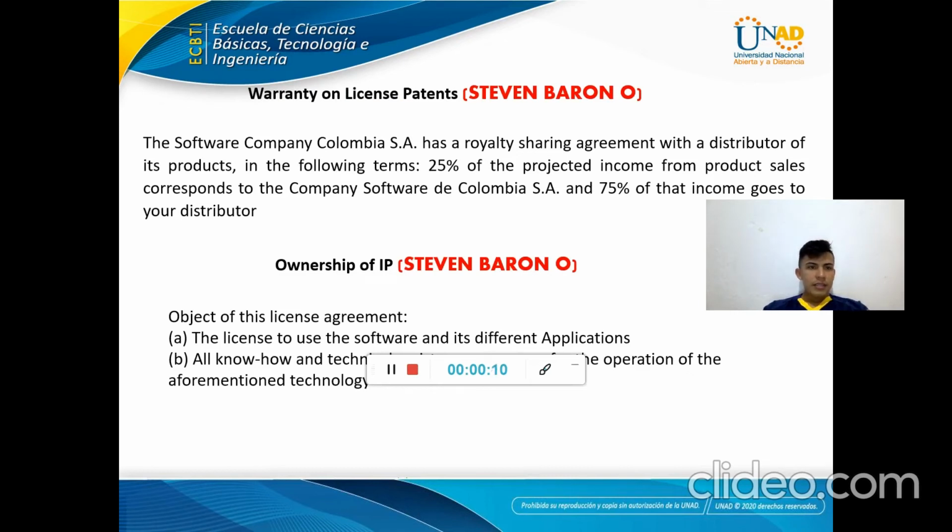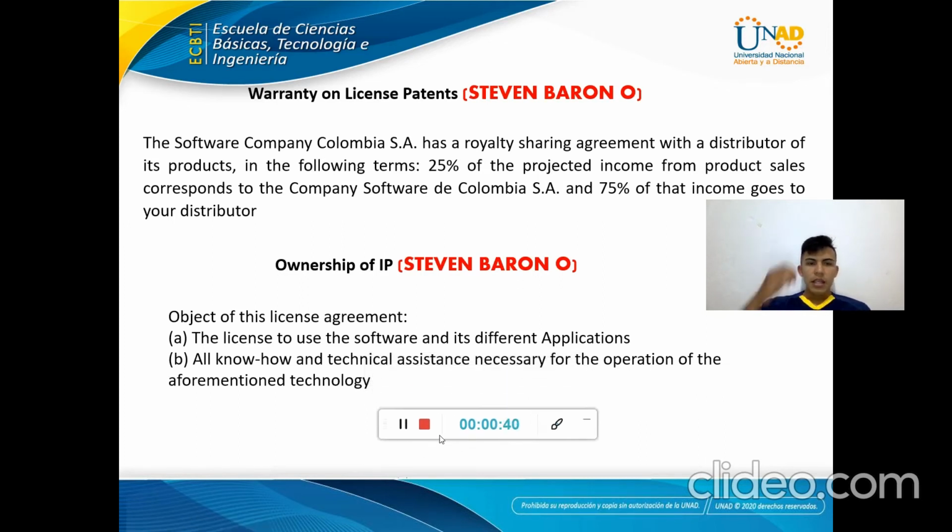Warranty of licensed patents. The software company Colombia has a royalty sharing agreement with a distributor of its products in the following terms: 25% of the project income from product sales corresponds to the company Software de Colombia, and 75% of income goes to the distributor, owner of the IP. Objects of the license agreement: A. The license to use the software and its different applications. B. All know-how and technical assistance necessary for the operation of the aforementioned technology.